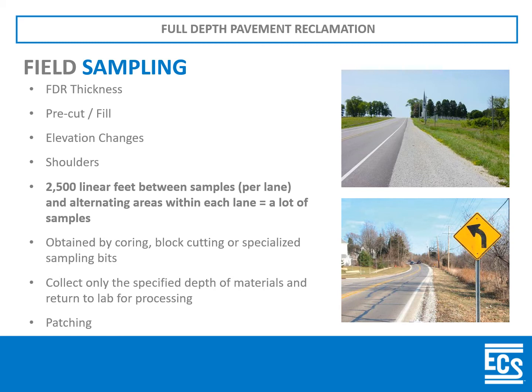But basically, we're obtaining our sample by coring, block cutting, or a specialized sampling bit. We're collecting only the specified depth of materials, and we're returning it to the lab for processing. Of course, you're going to be digging a big hole in the middle of a VDOT roadway, so patching is a critical element. Typically, cold patch will work. But again, in the meeting that was discussed in the prior slide, you need to make sure the patching technique and method is approved by the design team and VDOT before you even start cutting holes in the roadway.